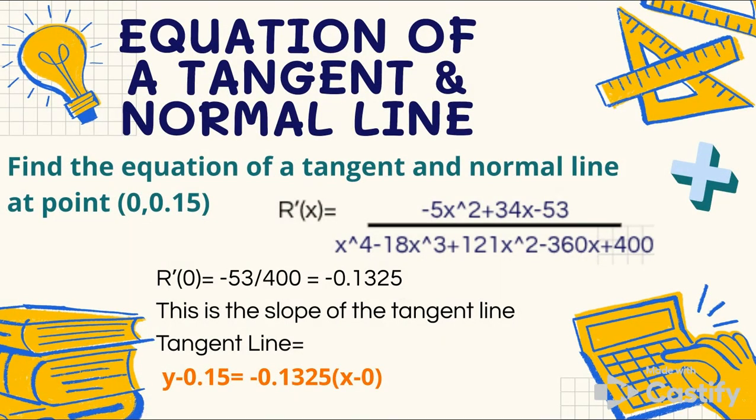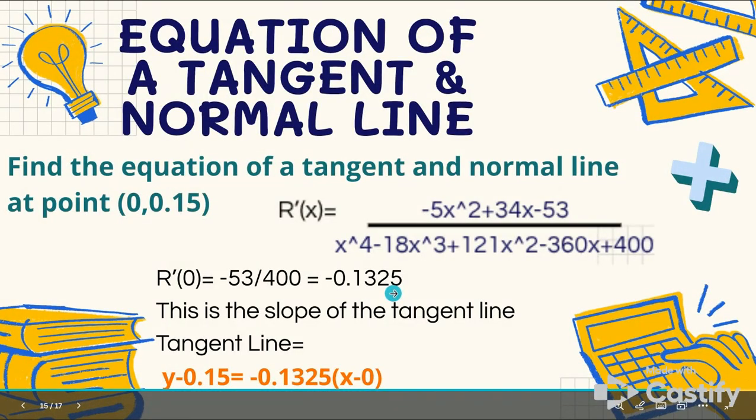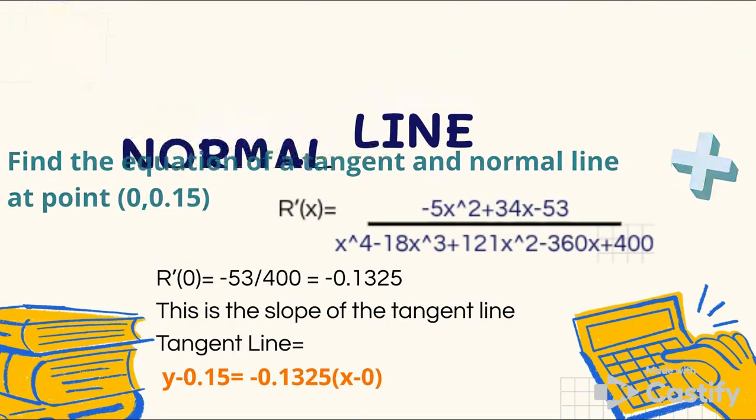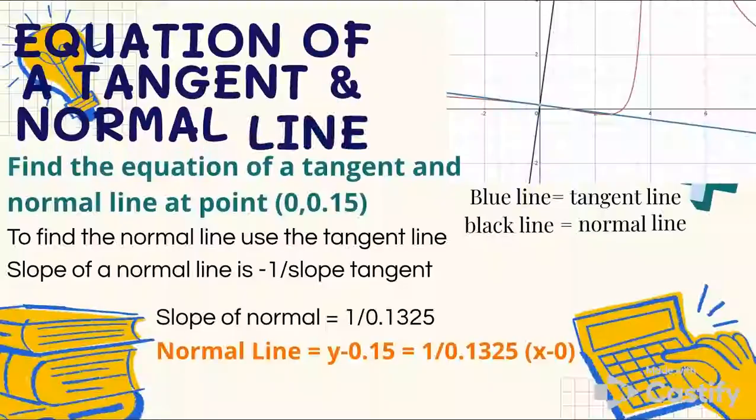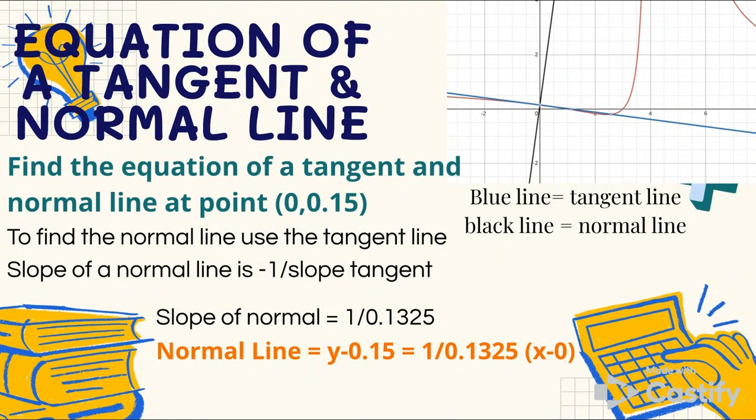And to plug it into the equation, I would use y minus y1 equals slope times x minus x1. Here I have y minus 0.15 equals negative 0.1325 times x minus 0. Then for the normal line, it's basically the same thing, but we already have the slope, half of it. To find the full slope, I would need to do the negative reciprocal, and that is negative 1 over 0.1325. Actually, positive 1 over 0.1325. Then I would use the same formula, and here is the normal line.